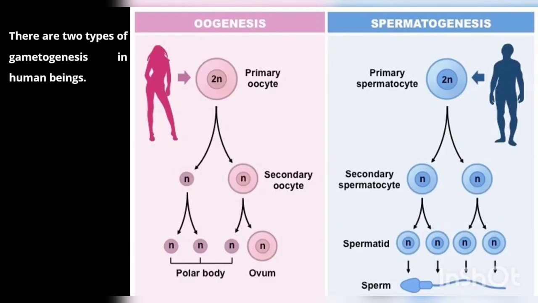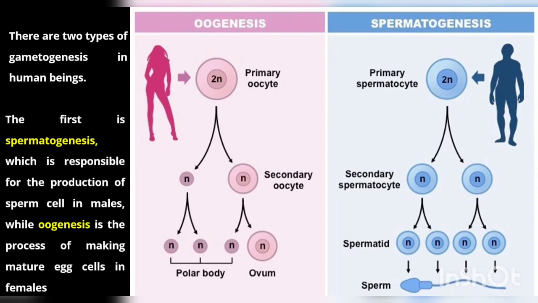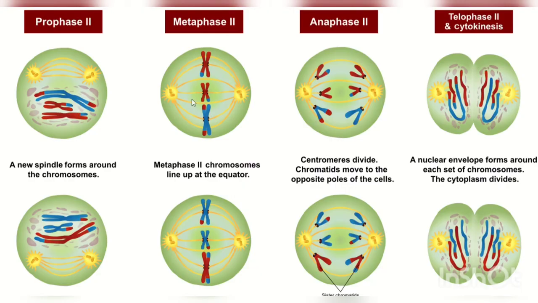There are two types of gametogenesis in human beings. The first is spermatogenesis, which is responsible for the production of sperm cells in males, while oogenesis is the process of making mature egg cells in females. So we have here the summary or the diagram of the processes involved in meiosis 2.